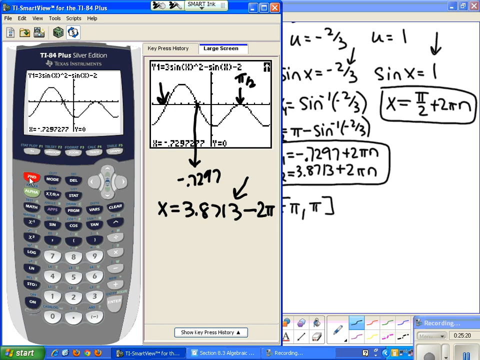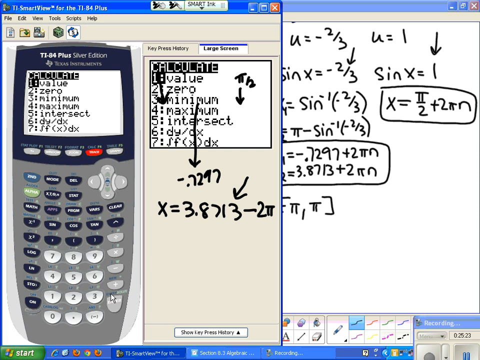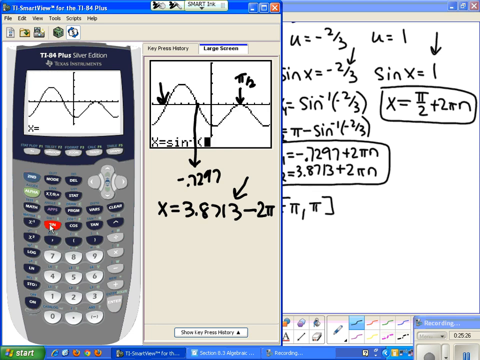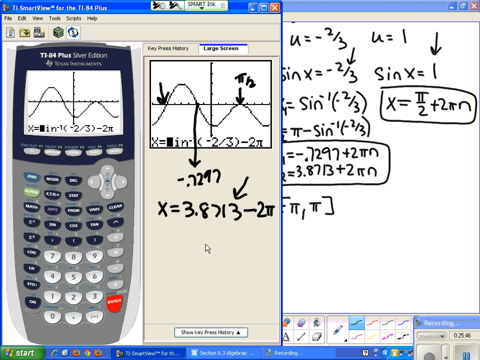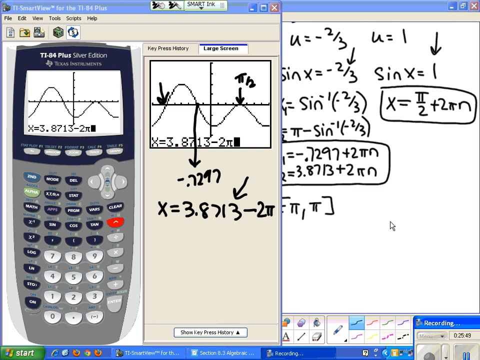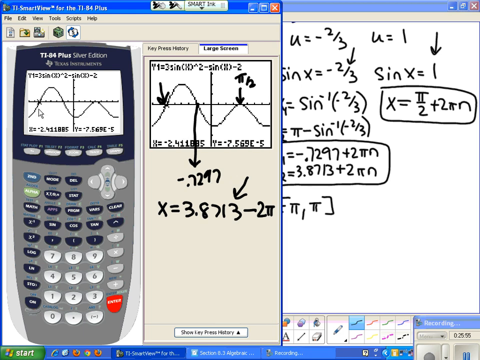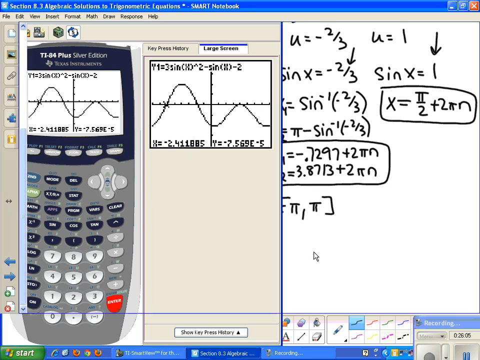So if I do second trace value, we're going to do the sine inverse of negative 2/3, and I'm going to subtract the period of my function so that it's on the correct interval. And notice when I, oops, I did something wrong. Okay, so for some reason it wouldn't let me do the sine inverse, but if I plug in the actual 3.8713 and subtract 2 pi, notice that that gives me this answer, which is coterminal with this answer here. So this one is on the interval from negative pi to pi, so this is what I would use for my solutions instead of 3.8713.